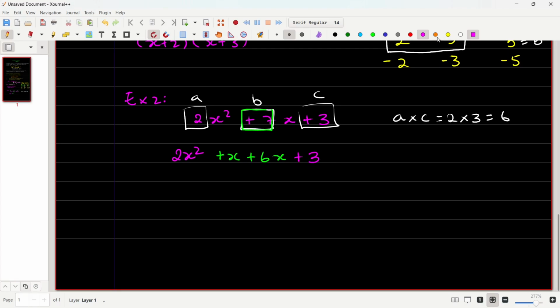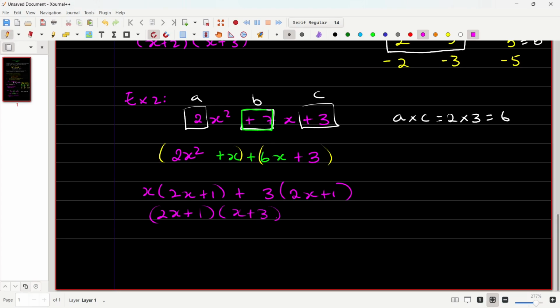And then I'm going to factorize by grouping. So I'm going to group this together, and I'm going to group this together, and I'm going to factorize by grouping, which is x into 2x plus 1, and then I can factorize 3 into, let me just take off this bracket here, I don't need that, 3 into 2x plus 1, and we are going to get 2x plus 1 as a common factor to both, and then x plus 3. And that's the answer.